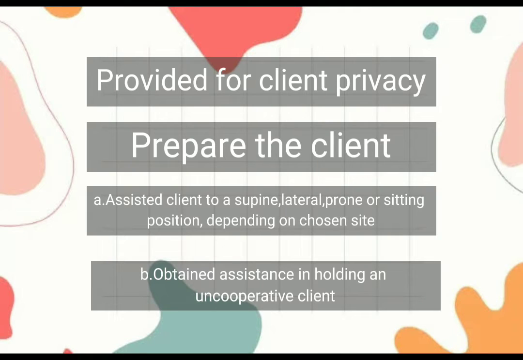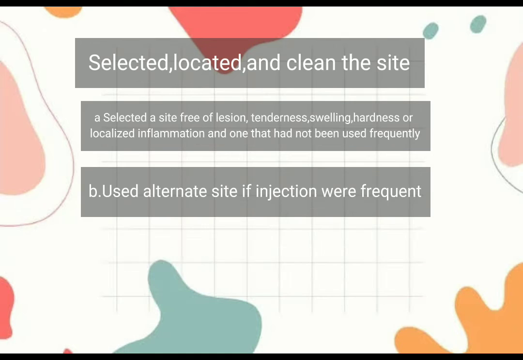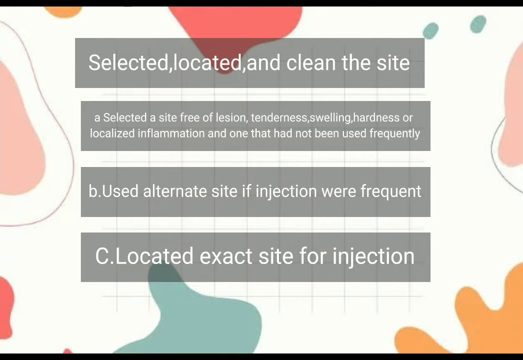Provide for client privacy. Prepare the client. Assist the client to a supine, lateral, prone, or sitting position, depending on the chosen site. Obtain assistance in holding an uncooperative client. Select, locate, and clean the site. Select a site free of lesion, tenderness, swelling, hardening, or localized inflammation, and one that has not been used frequently. Use alternate sites if injections are frequent.